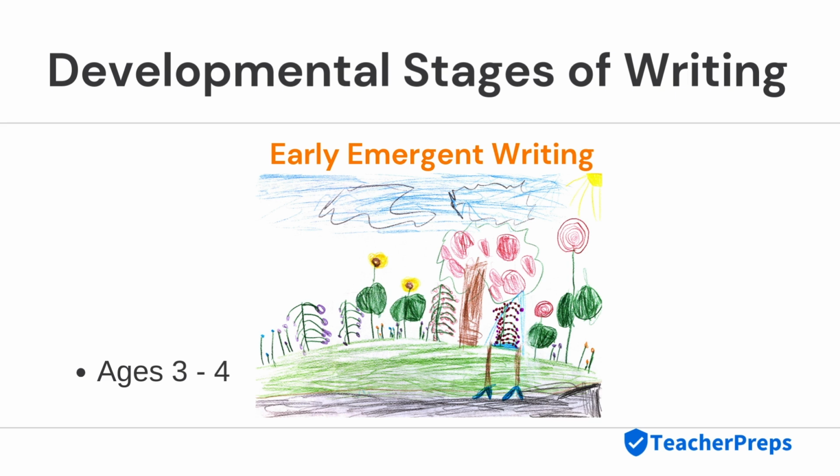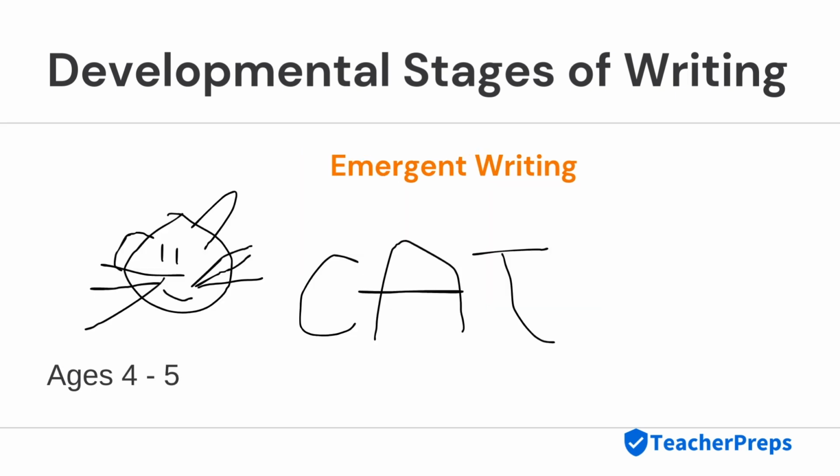Moving on, children between the ages of 3 and 4 begin to draw pictures to convey messages, often accompanying their drawings with squiggles and scribbles that represent their emerging awareness of letter and word forms. This is called the early emergent writing stage.